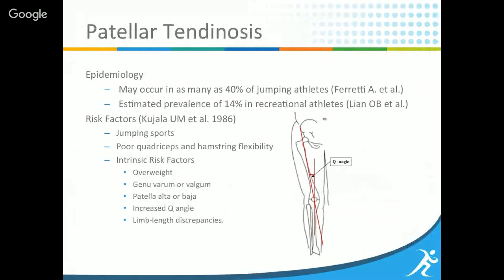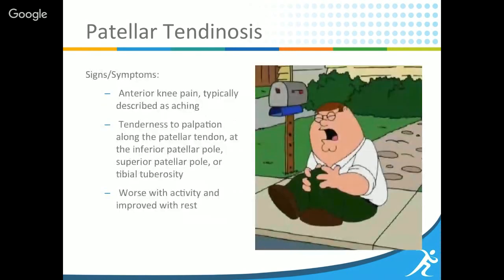Finally, I'm just going to talk quickly about patella tendinosis. Again, it occurs predominantly in jumping athletes, but it can also occur in regular recreational athletes as well. Jumping sports, poor flexibility of the quadriceps and hamstrings play a role. Intrinsic risk factors also include overweight, genu varum, valgum, patella alta or baja, increased Q angle like I talked about before, and then anyone with a limb length discrepancy tend to be at risk for patella tendinopathy.